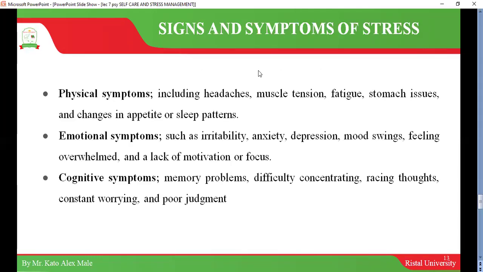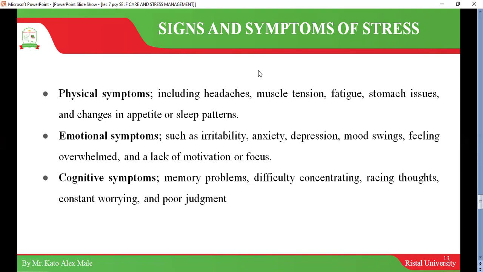Then there are the signs and symptoms of stress. We have physical symptoms, for example, headaches, muscle tension. Now, these are some of the things that you can consider to tell that this individual is actually stressed. By the way, it is very important to look at the stress because your patient will not heal at the period that you have calculated unless they have relieved stress levels.